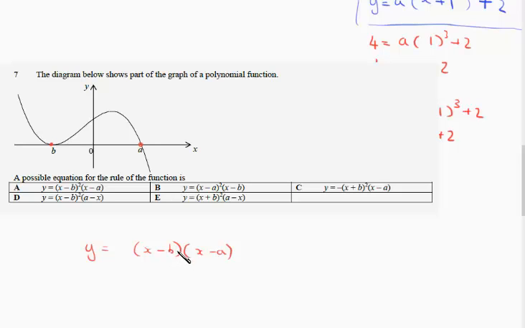All right, I want you to have a look at this and figure it out yourself. I'll give you maybe 30 seconds. Just make a choice. What is it? Is it x minus b squared, x minus a, or x minus a squared, x minus b? The clue is right here. See, at b, it bounces off. It bounces off. Right?